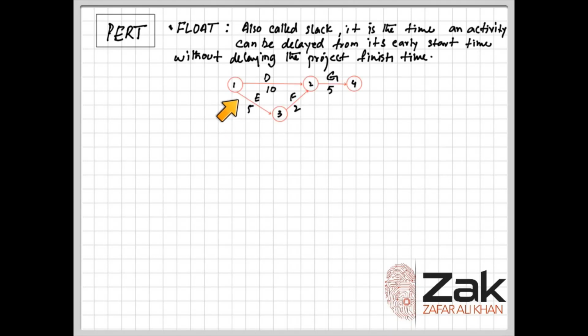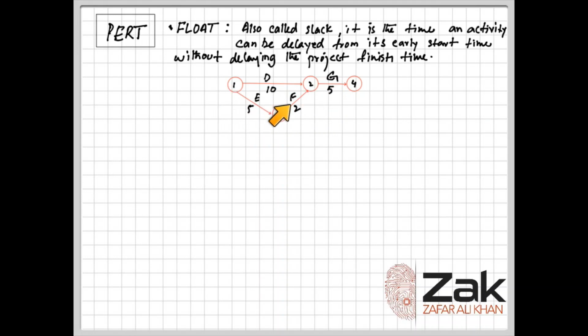Means if you could see over here that from node 1 to 2, D is taking 10 days, and from node 1 to 3, E is taking 5 days, and then from node 3 to 2, F is taking 2. So from 1 to 2, D is taking 10 days, whereas E and F altogether are taking 7 days. So it means that E can be delayed by 3 days, because from activity 1 to 2 you have got mostly 10 days, and it is now obvious over here that D and G are on the critical path, whereas E and F are not.